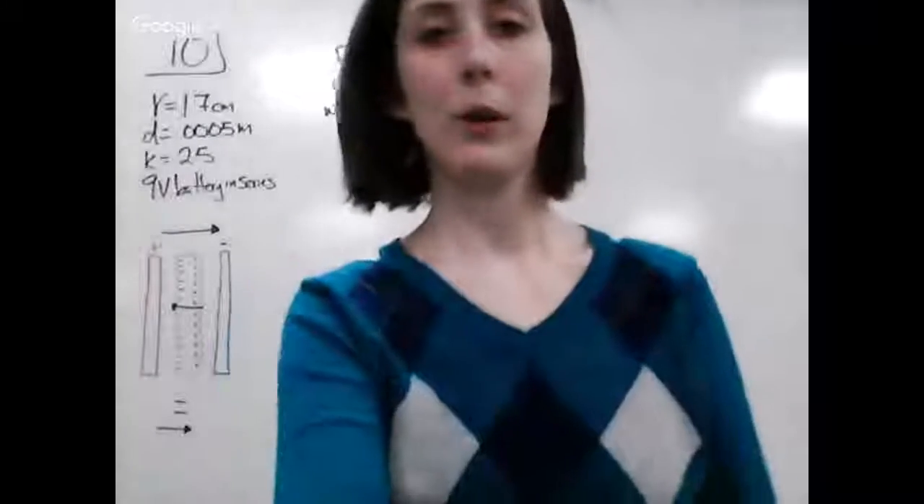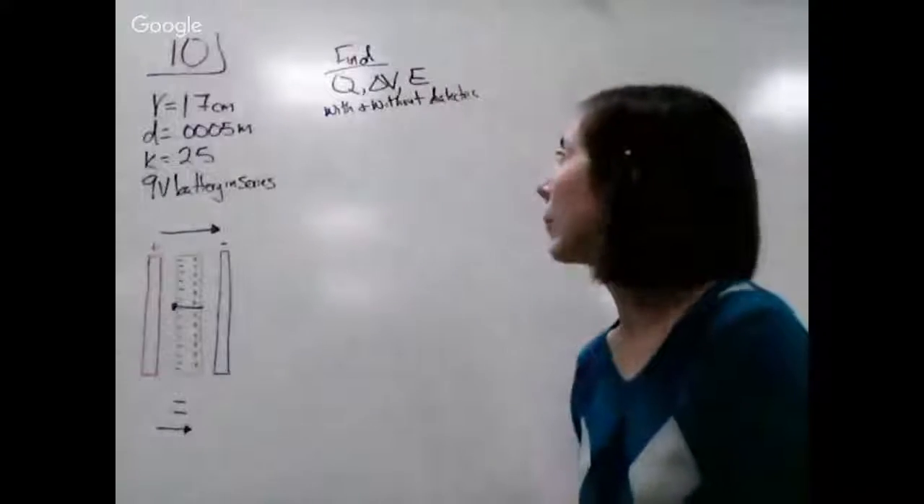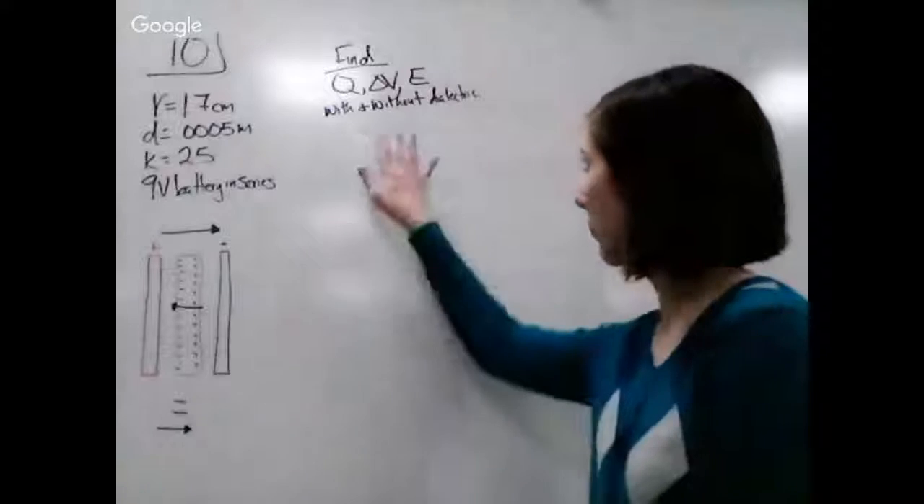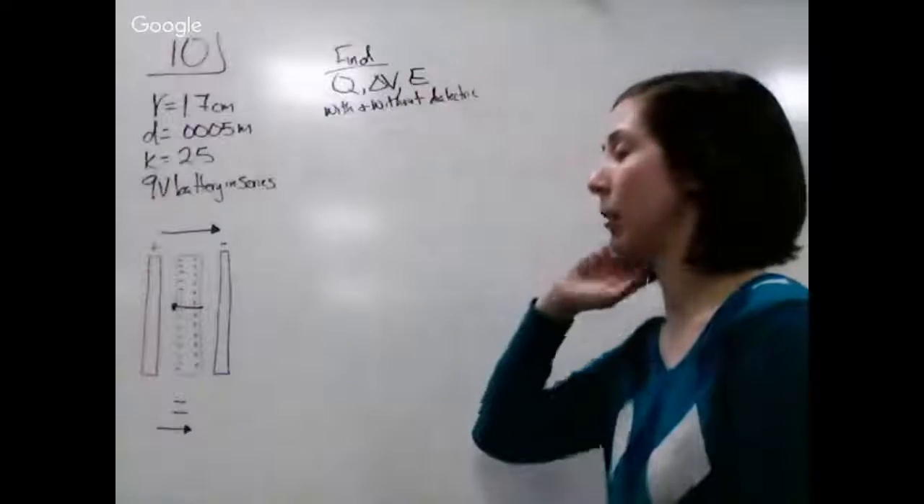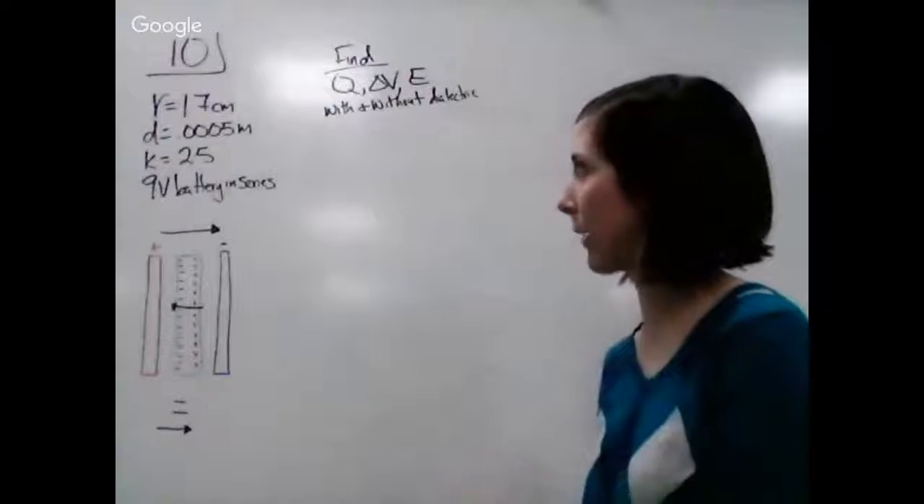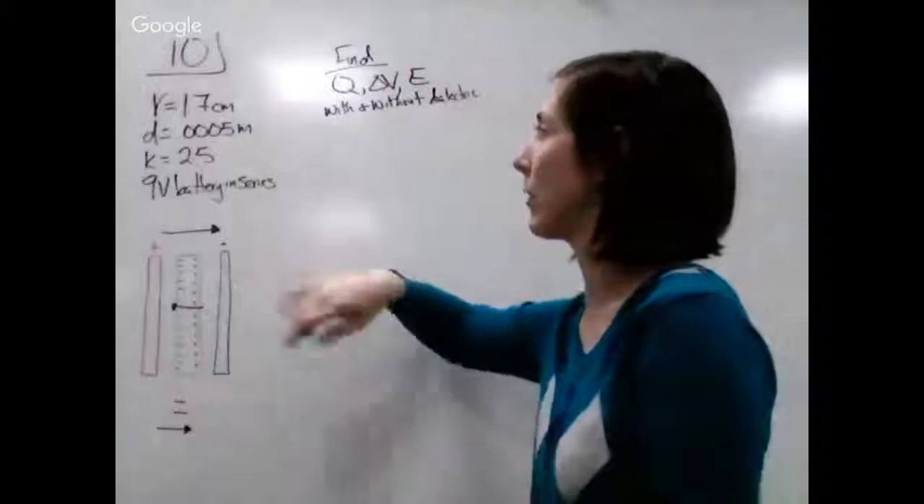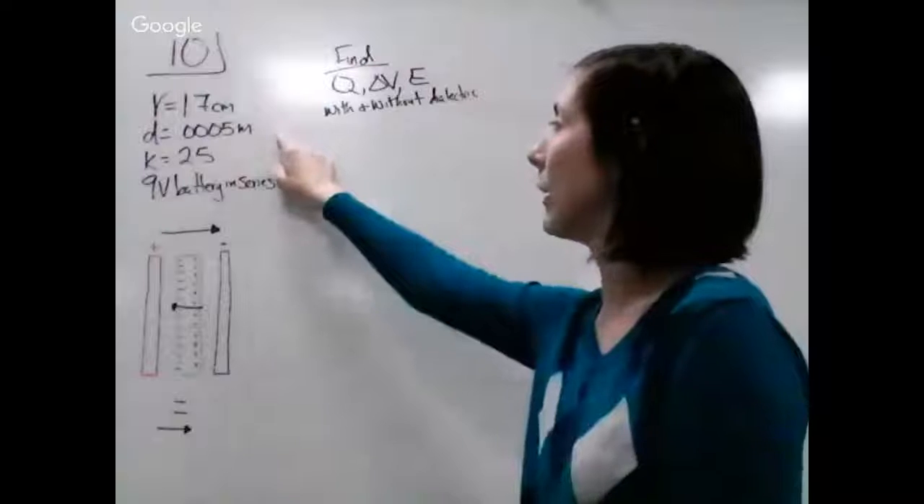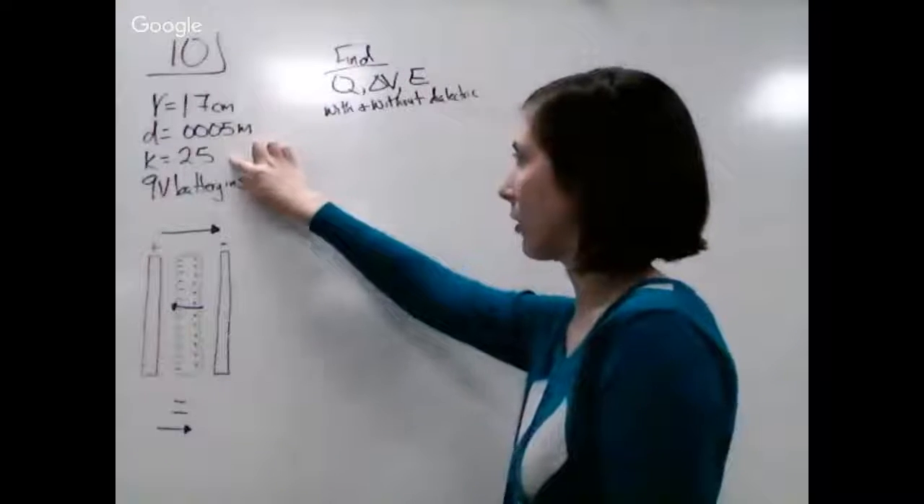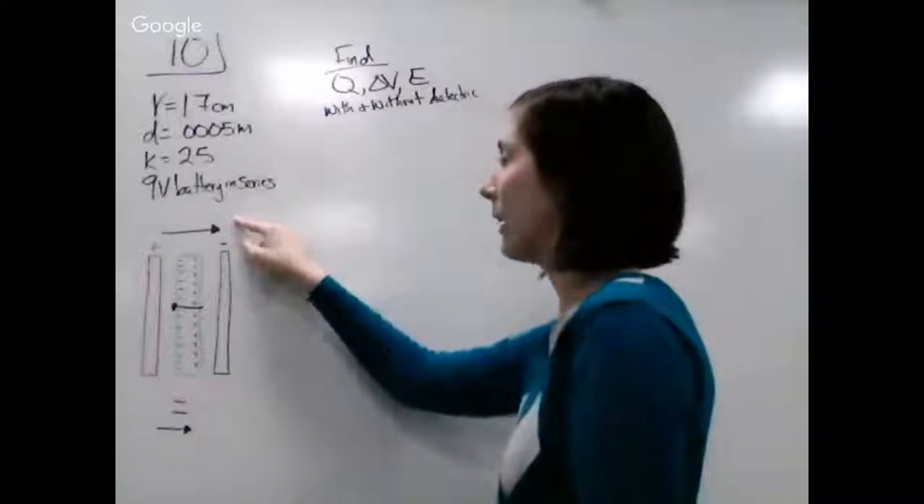So we have question 10, which is asking about the charge and different attributes with or without the dielectric in a parallel plate capacitor. The radius is 1.7 centimeters. The distance between the plates is 0.0005 meters. The dielectric constant is 2.5, and it's a 9-volt battery in series.